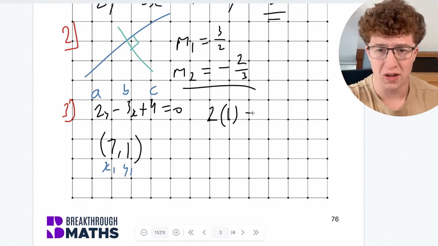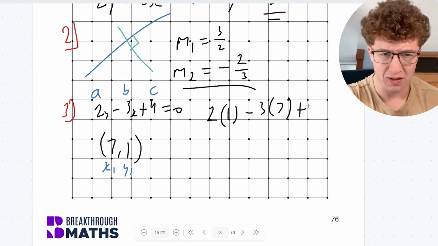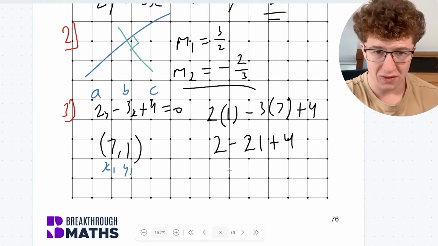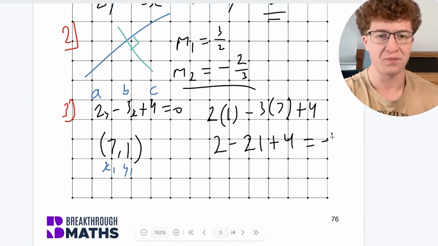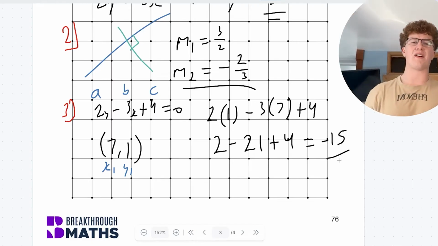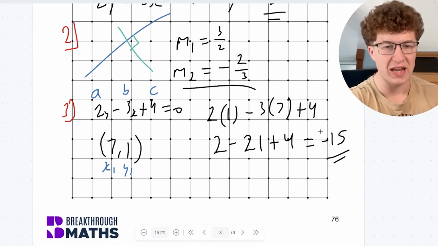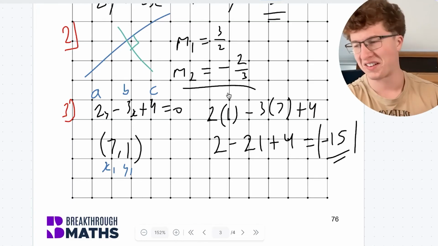So we have 2 times 1 minus 3 times 7 plus 4. That's going to be 2 minus 21 plus 4. That's going to be negative 15. That's what goes on the top here. But remember, in the log tables, we take the modulus of this. We'll deal with that in a second.